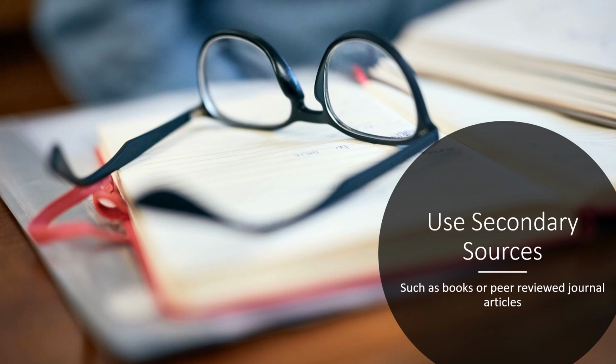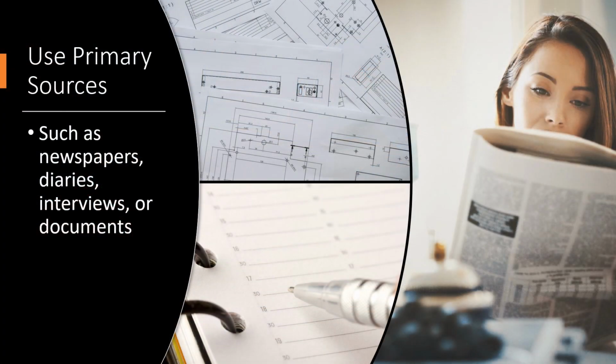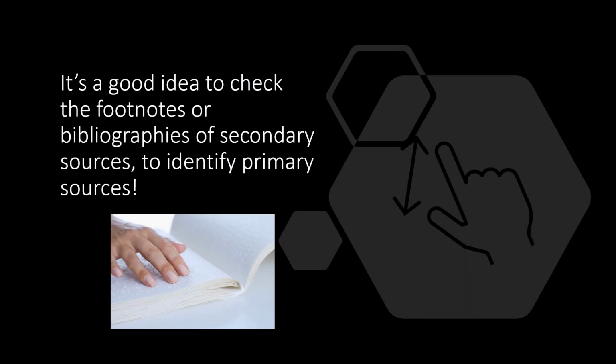You can use secondary sources such as books or peer-reviewed journal articles, or primary sources such as newspapers, diaries, interviews, or documents for your research paper. It's also a good idea to check the footnotes or bibliography of secondary sources to help identify important primary sources.